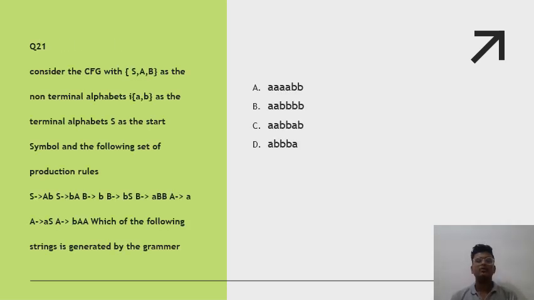So this is the 21st question of the multiple choice question series, in which we consider the context-free grammar with S, A, B as the non-terminal alphabets, a and b as the terminal alphabets, S as the start symbol, and the following set of production rules. Which of the following strings are generated by the grammar? We need to identify which of these strings are generated by this grammar.